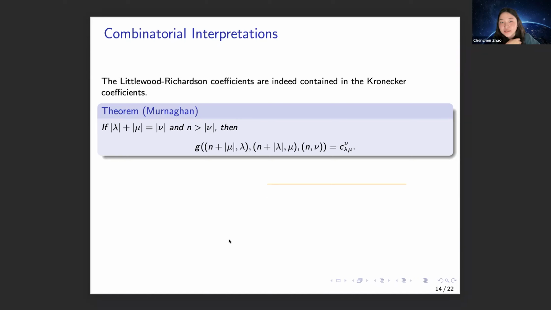Indeed, the Littlewood-Richardson coefficients are contained in the Kronecker coefficients. This is a classical result by Murnaghan. The three partitions in a Littlewood-Richardson coefficient are not of the same size, but if we add a long first row of variance lines, we can make them the same size. Then we use those as the partition triple for the Kronecker coefficient, and in this case the Kronecker coefficient will be equal to the Littlewood-Richardson coefficient.